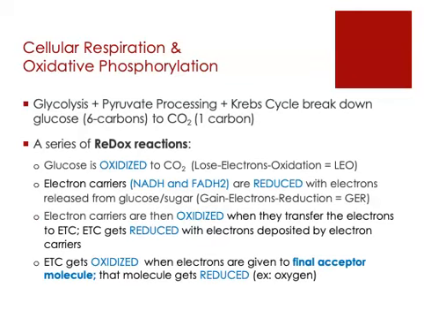Glycolysis, pyruvate processing, and the Krebs cycle take that glucose or other simple sugar all the way down to a one carbon molecule, carbon dioxide. Glycolysis, pyruvate processing, and the Krebs cycle are a long series of oxidation reduction reactions. Glucose gets oxidized to carbon dioxide. Remember, lose electrons, oxidation. And as the glycolysis is occurring, as those electrons get released, they don't go directly to the electron transport chain.